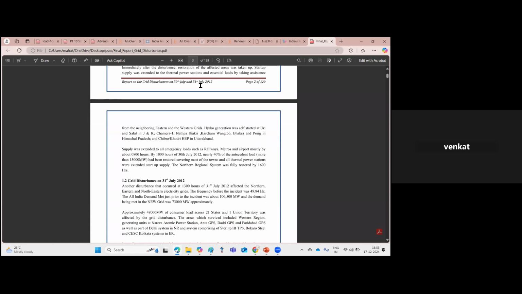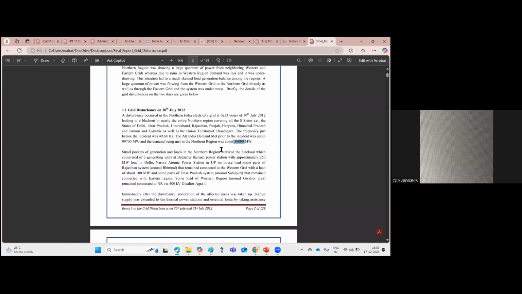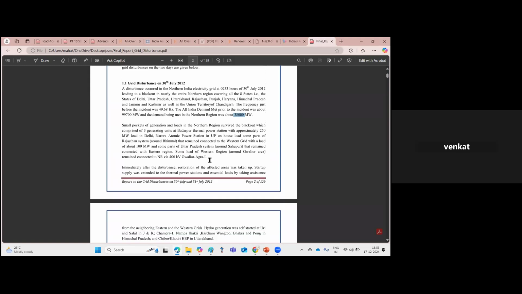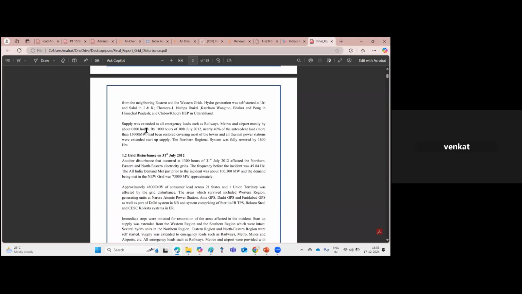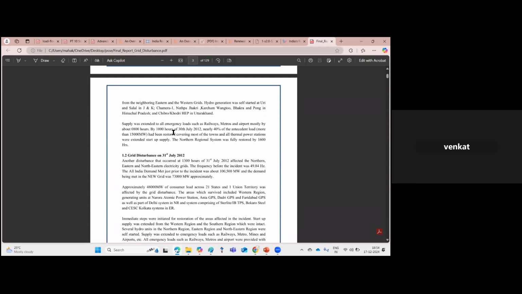So what are the emergency loads? Railways, metros and airports, mostly about 8 hours. It was 22.3 hours, and at the 8th hour it was supplied. By 10 o'clock on 30th July 2012, nearly 40% of the load had been restored, covering the emergency loads alone.